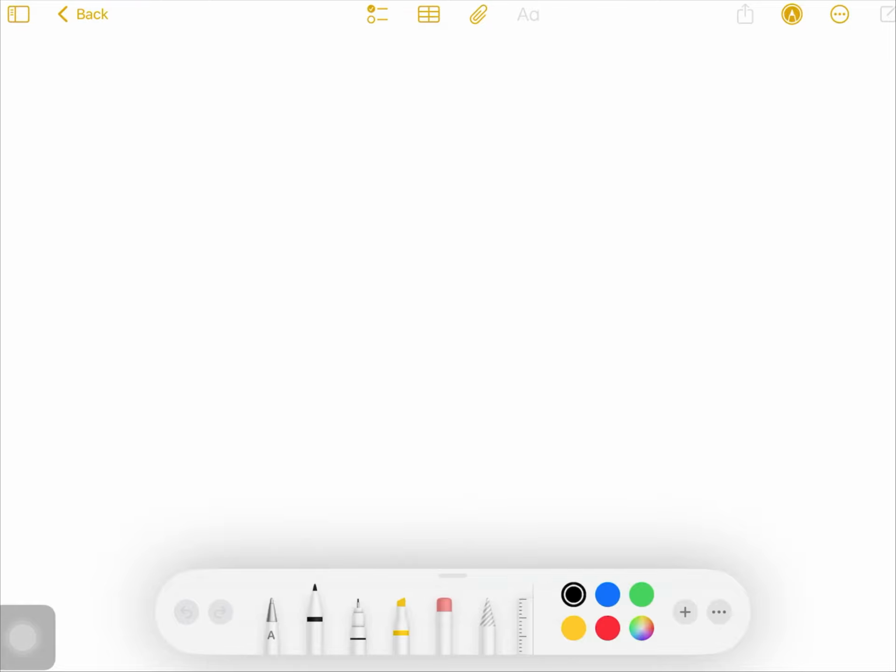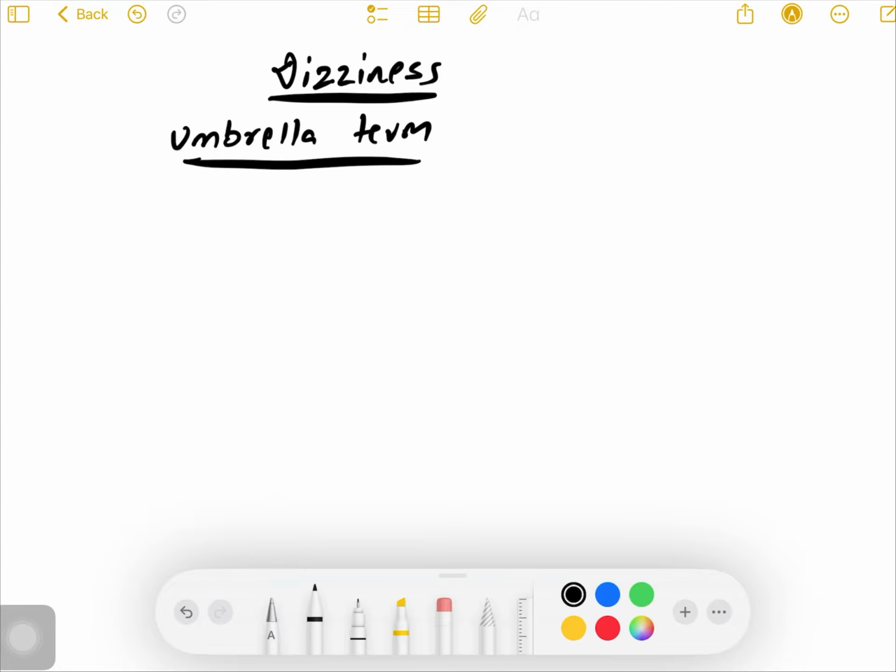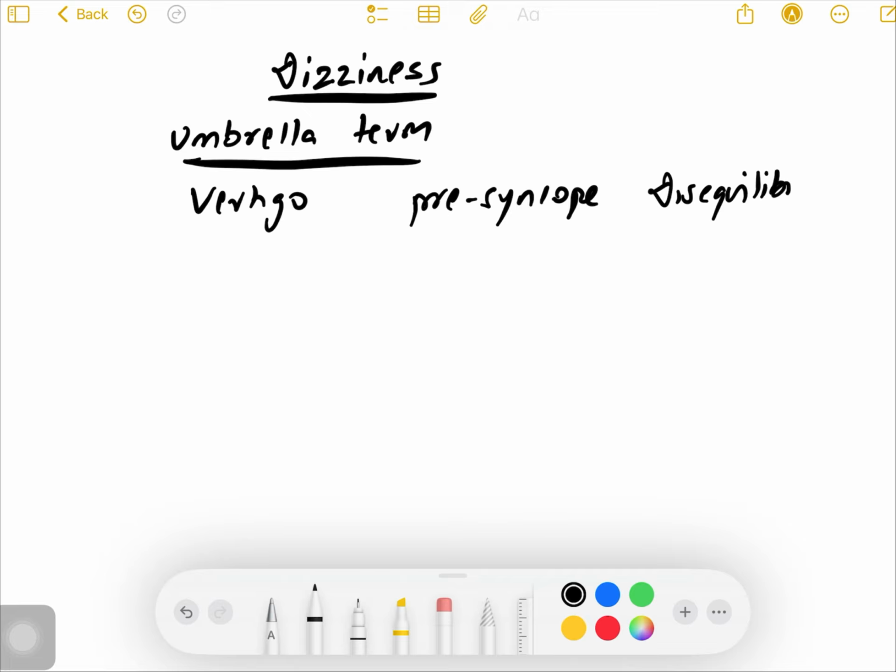Okay, let's discuss dizziness today. First of all, what is dizziness? Dizziness is in fact an umbrella term for vertigo, pre-syncope, disequilibrium, and non-specific lightheadedness. A patient may say dizziness for all of these things.